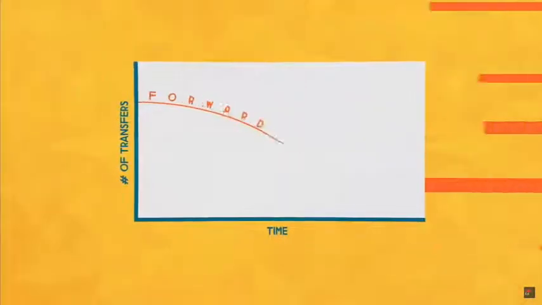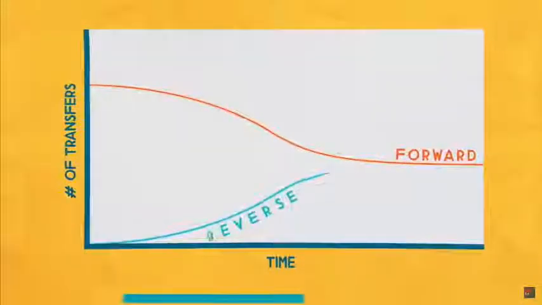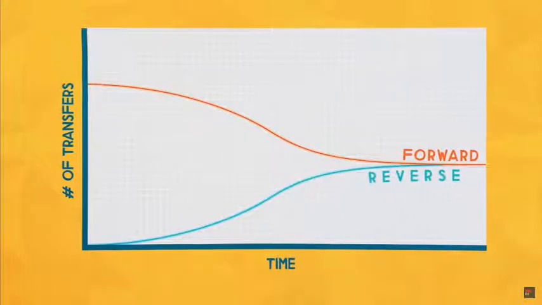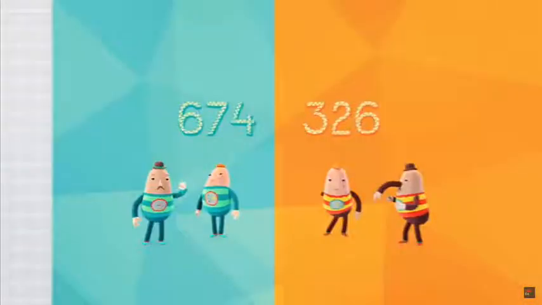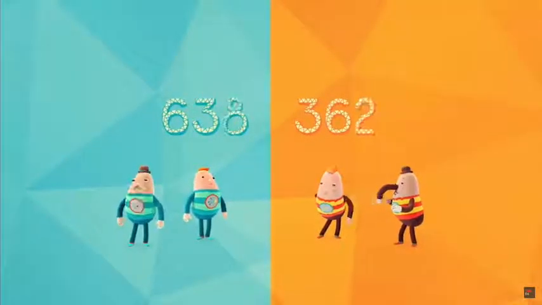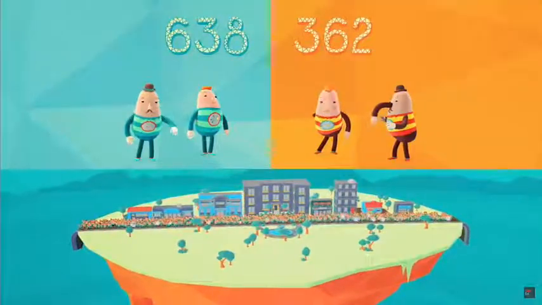Now the number of limb transfers per second forward will start high and then fall. And the number of limb transfers per second backward will start at 0 and then rise. Eventually they'll meet, they'll be the same. And when that happens, the number of people in each state stops changing, even though people are still bumping into each other and exchanging limbs.